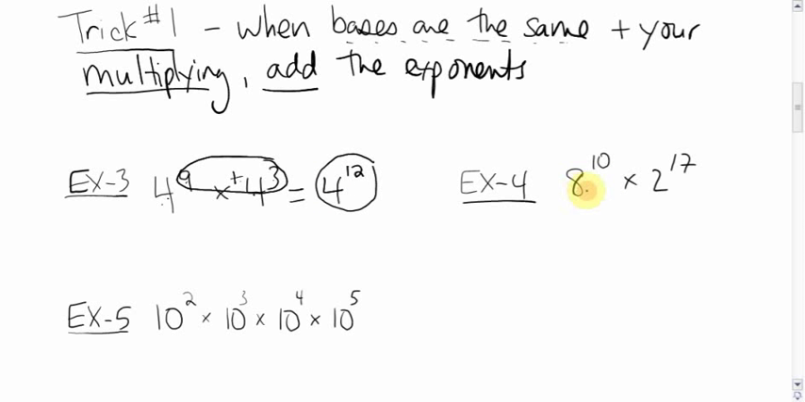Does that trick work here? No, it doesn't. The bases are not the same here. An 8 and a 2, they're not the same. So this you could not write in exponential form. You'd have to do it the long way. And this, trust me, would be a long and ugly way to do it. So much so that, in fact, don't even worry about this. Can't do it. You can't do the trick on this one.